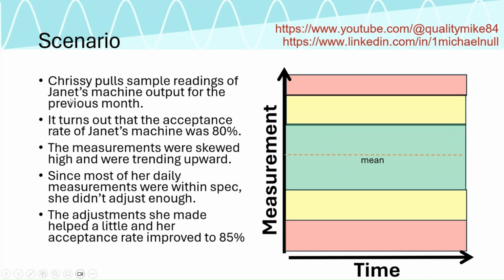On the other hand, Chrissy pulls the sample readings of Janet's machine output for the previous month. It turns out the acceptance rate of Janet's machine was already 80%. Now, the measurements were skewed high and trending upward. And since most of her daily measurements were within the spec, she didn't adjust very often. But the few adjustments she made helped a little, and her acceptance rate improved to 85%.